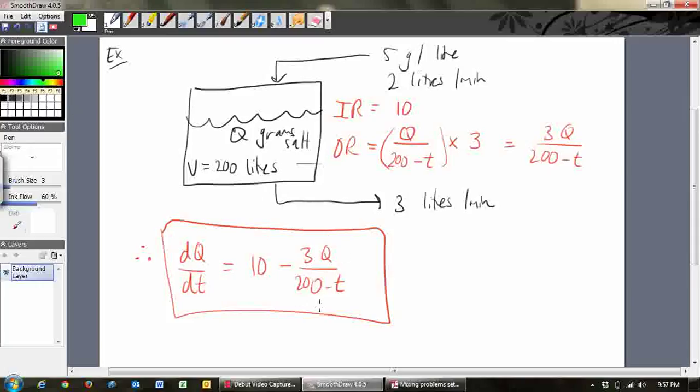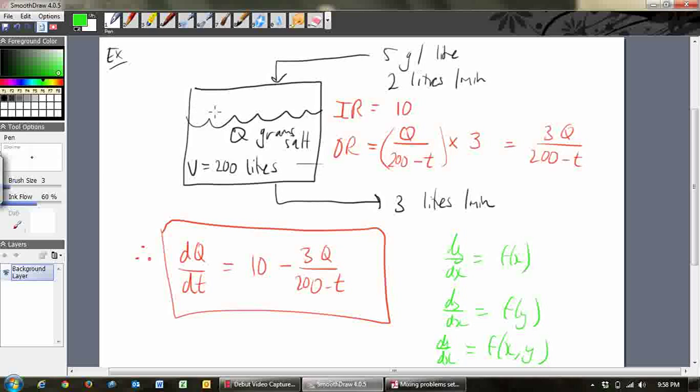Now the question I'm sure you're asking is, why can't we solve this? The reason is that you will solve it next year when you're at uni. For now, the problem is that we've shown you how to solve a DE of dy/dx equal to a function of x, and dy/dx equal to a function of y. That's no problem. But what you've got here is dy/dx equals a function of x and y. In other words, there's a Q here and a t here, and we don't know how to solve this yet.